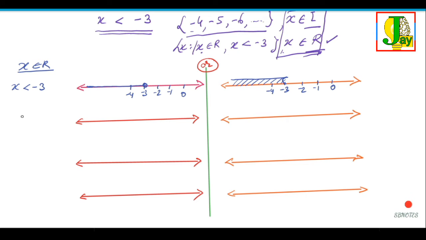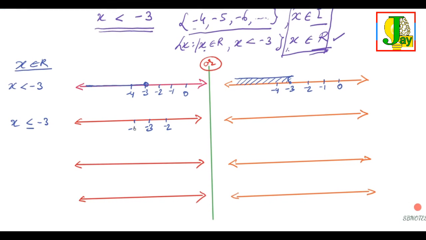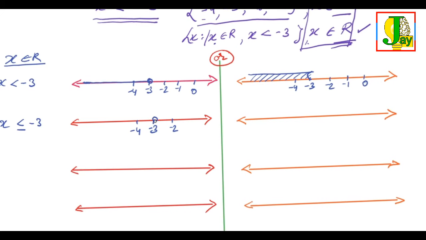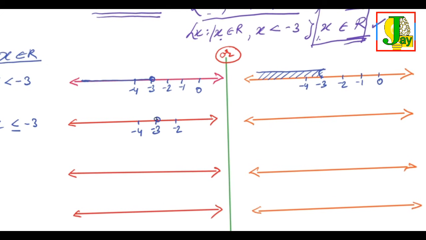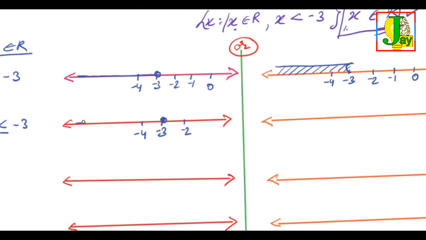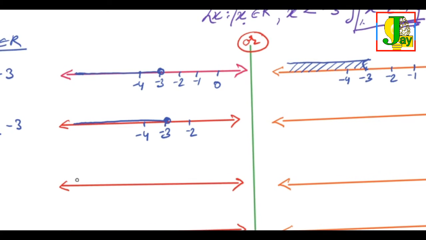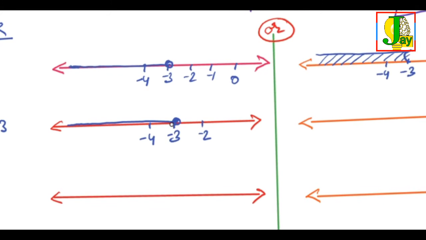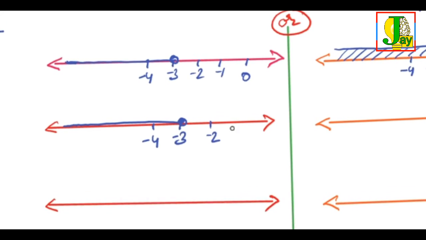Now if x is less than or equal to -3, meaning -3 is now included, how will it be shown? -3, -2, -4. We draw a circle, but because -3 is included, we will darken the circle. It will not be a hollow circle, it will be a dot, and you can draw the line like this. So instead of a hollow circle we have a solid circle, a dot.